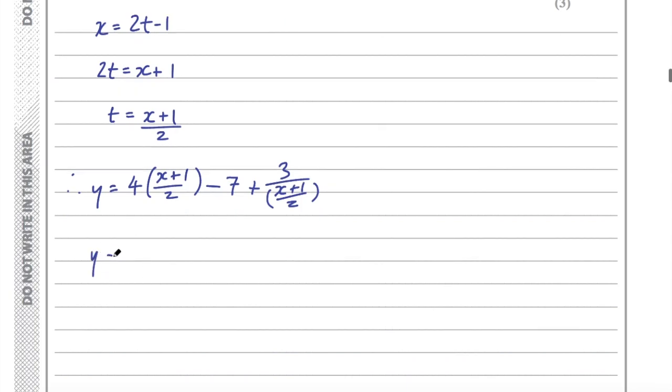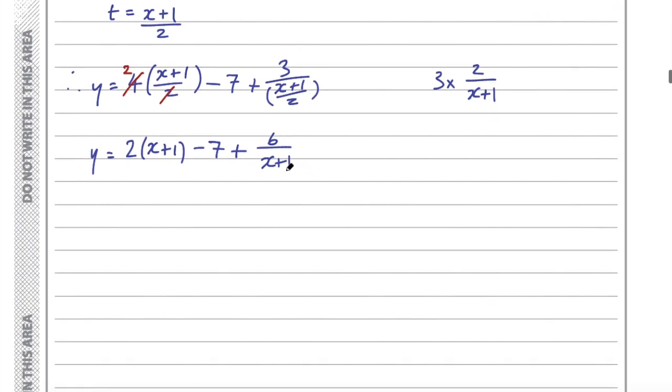So next we could say y equals, now this 2 here and this 4, they can cancel, so this becomes a 2. So this part of the equation will be 2 times x plus 1 minus 7, and then this part, this is like 3 divided by a fraction. Remember, when you're dividing by a fraction, you can flip it and multiply. So this will be like 3 times 2 on x plus 1, which just becomes 6 on x plus 1.